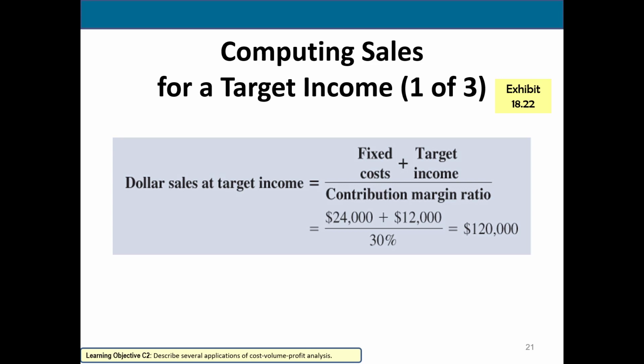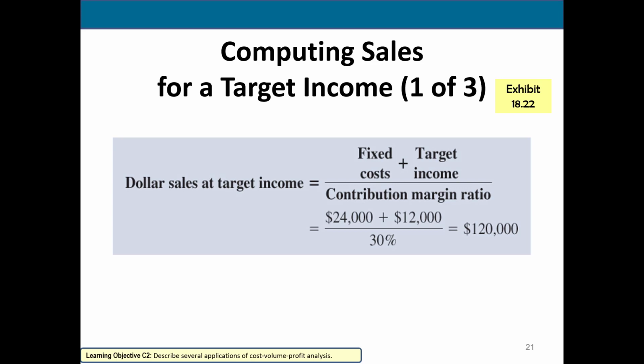So in this example, where we are looking at the dollar sales needed for target income, you'll recall that to get break even, we took fixed cost divided by the contribution margin ratio. So if we want to figure out the amount of dollar sales we need for target income, we add the target income to the fixed cost in the numerator and then divide by the contribution margin ratio.